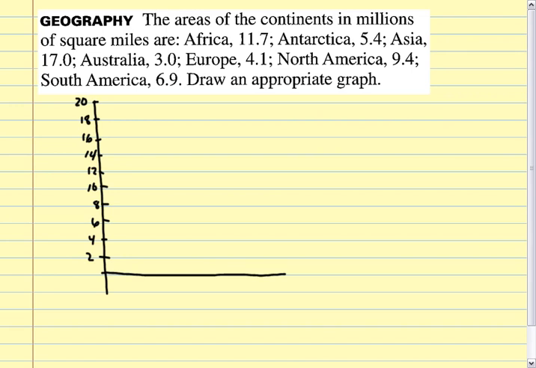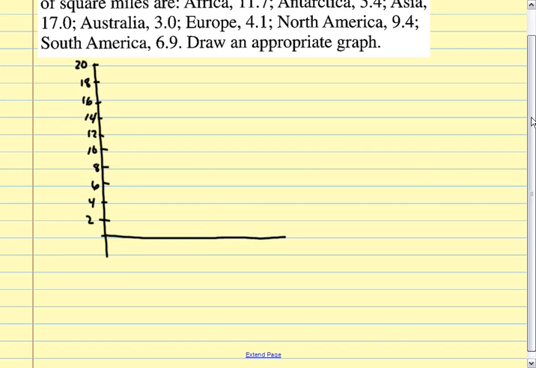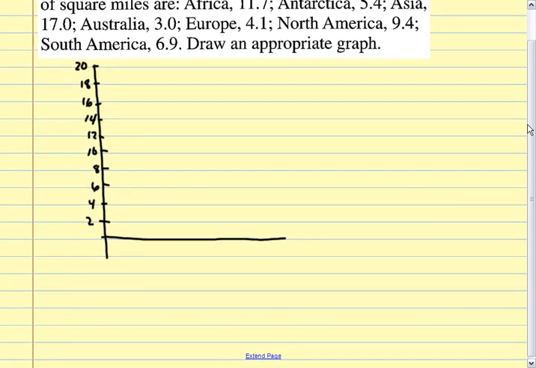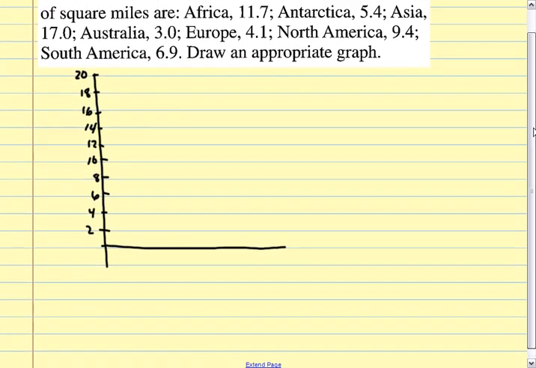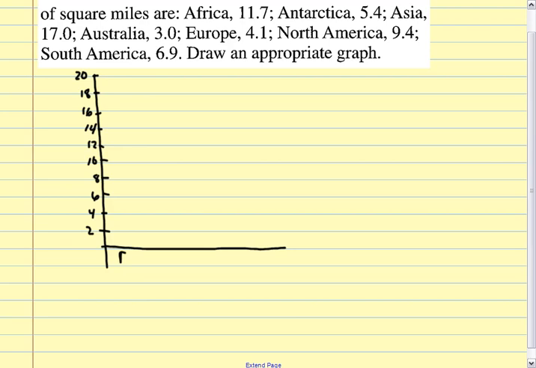Okay? Now, down on the bottom I'm going to label them. I may have to abbreviate a little bit. So, let me scoot up here so I can see that. Okay, so I'm going to go with Africa first. I'm going to do Antarctica. And I can go ahead and draw the bars.